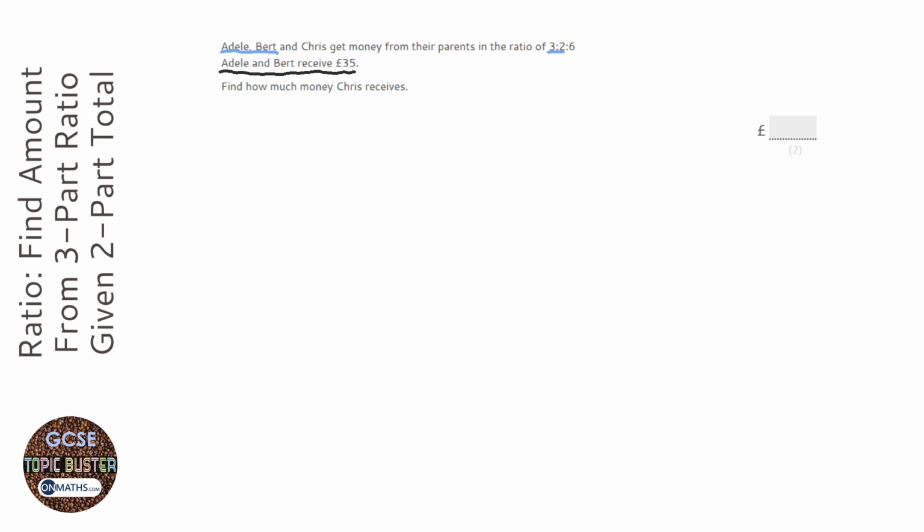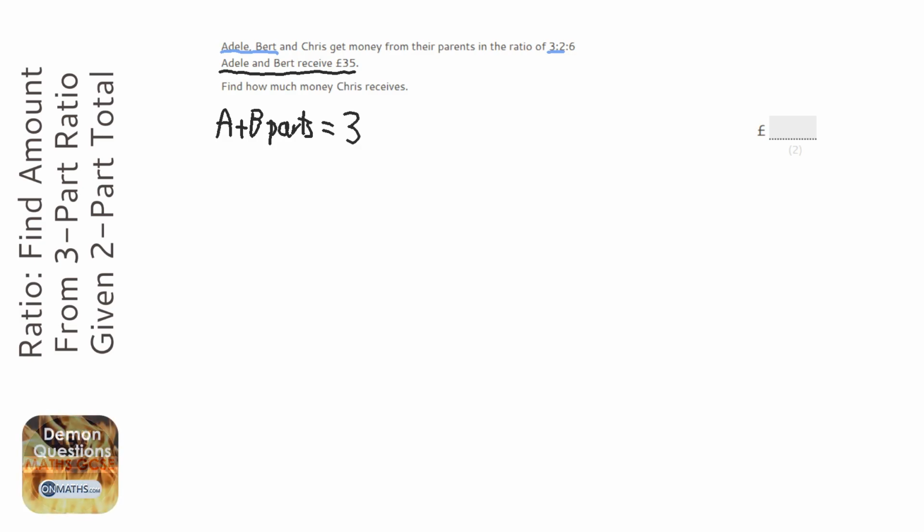So Adele gets 3 parts and Bert gets 2 parts. So A and B parts equals 3 for Adele and 2 for Bert. So that's 5 parts in total that they get. Now it says they receive £35, so we need to work out what one part is worth.